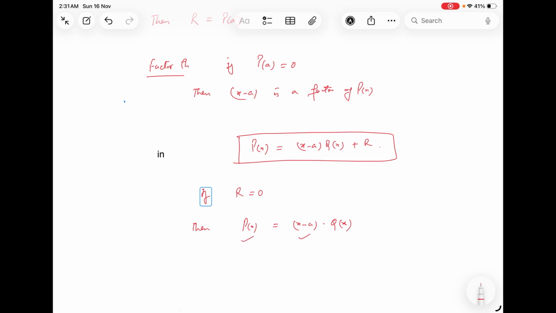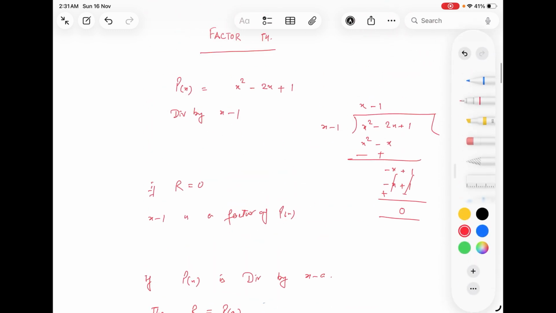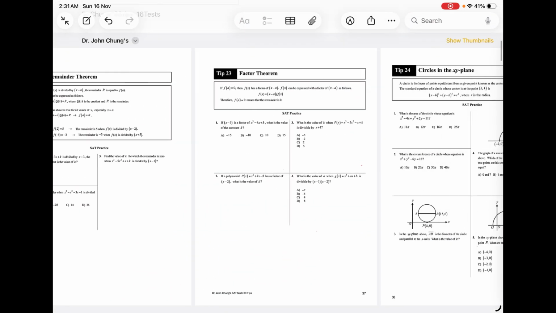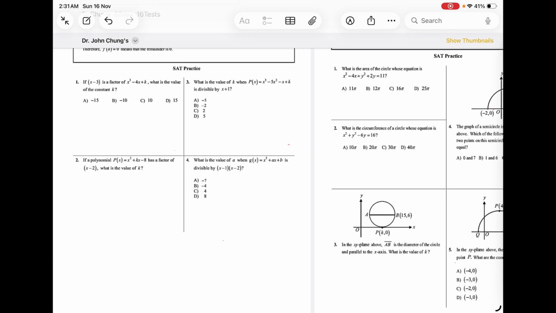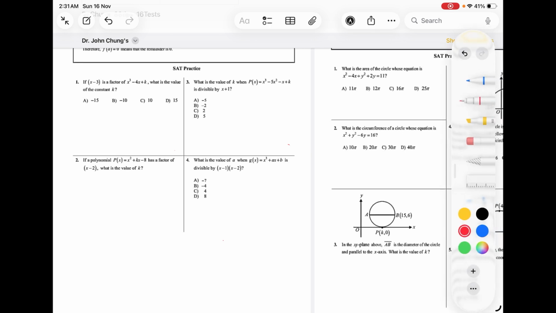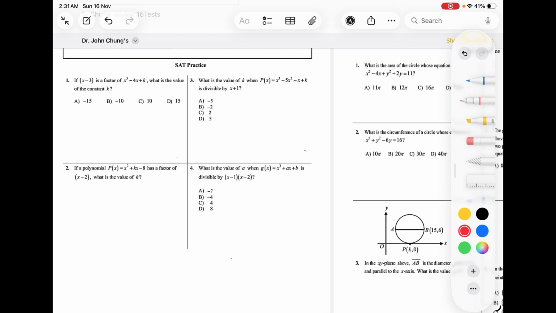Let us move to the questions now. We have 4 questions in this. The first question, if x minus 3 is a factor of x cubed minus 4x plus k, what is the value of the constant k? See, if x minus 3 is a factor, it means that the remainder will be equal to 0.